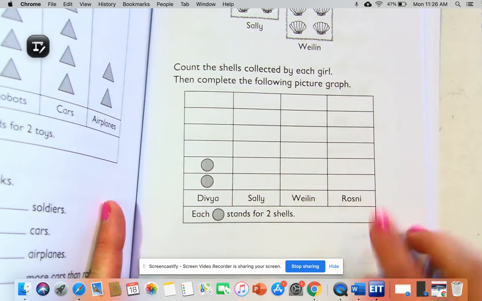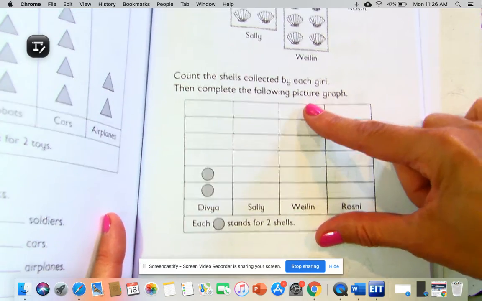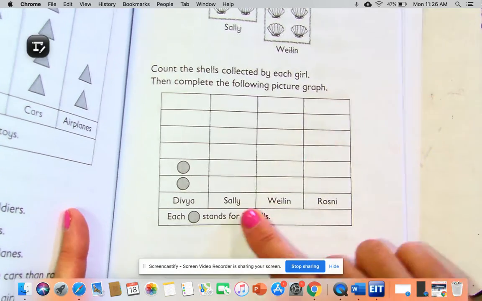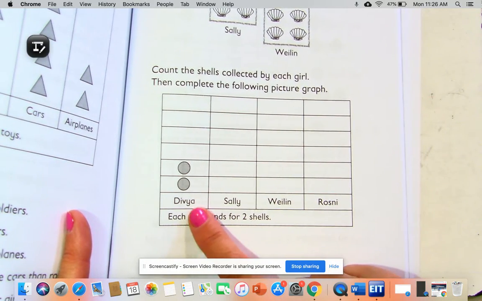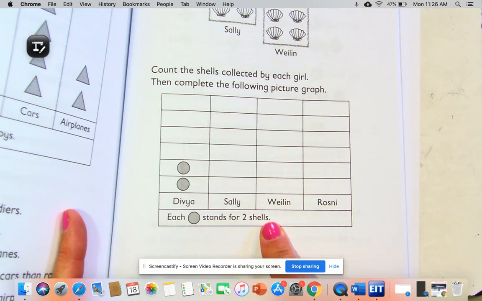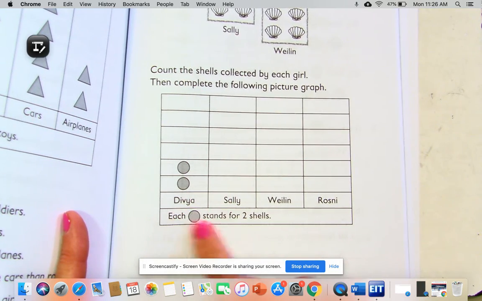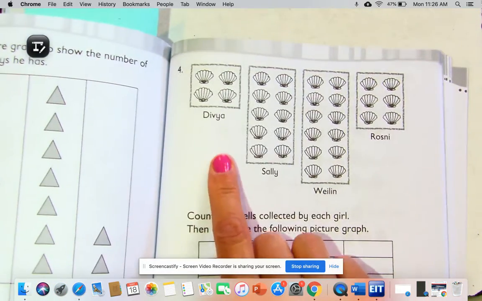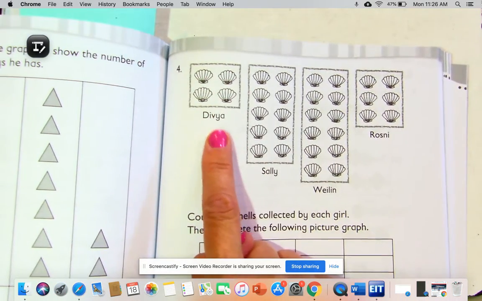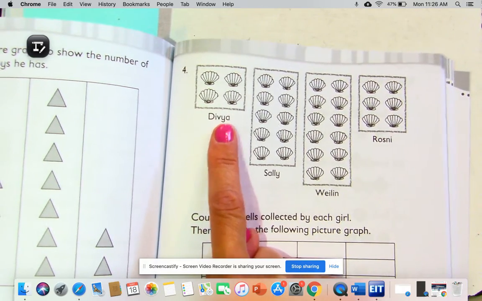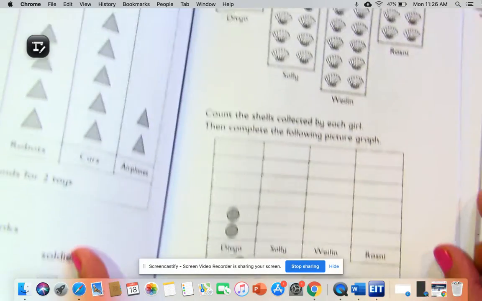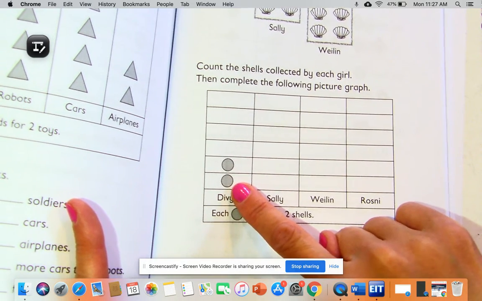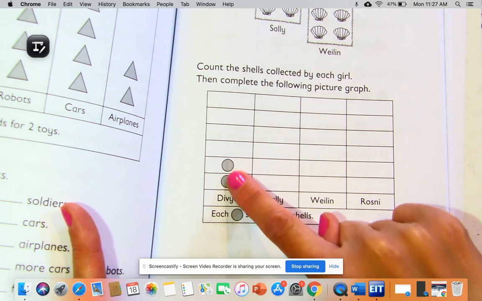So when you make the graph, this graph is going to be the same information as we have here. So we're going to look at this graph, and you can see here they've made the key for us. So each circle stands for 2 shells. And they've already helped us to do Divya, and she collected 4 shells, right? And we counted those up here, 1, 2, 3, 4. So she collected 4 shells, not shelves. And to represent 4 on our graph, we're just going to make 2 circles because each circle stands for 2, 2, 4. So that's what that one would look like.